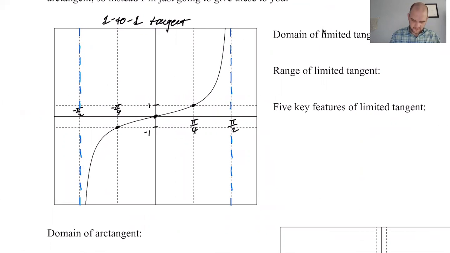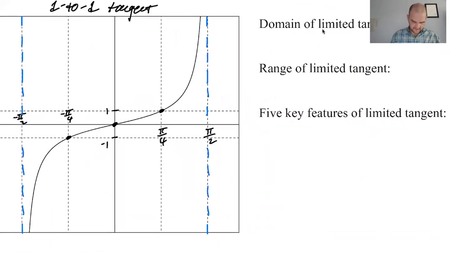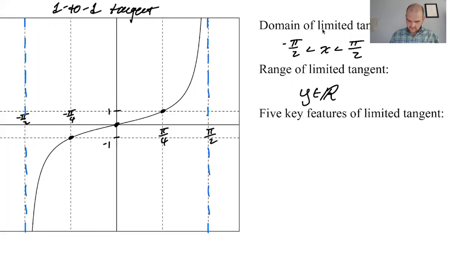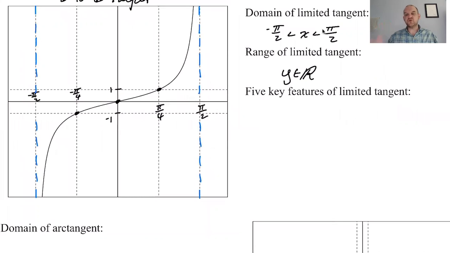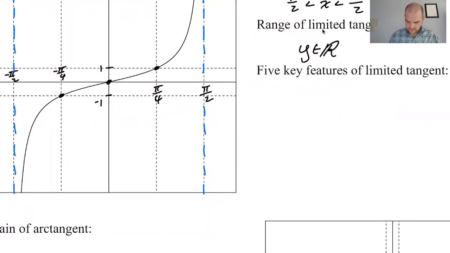We have to do the domain and the range. So the domain of our limited tangent is negative pi over 2 to pi over 2. And the range is all reals, and that's awesome. The key features: it's 2 asymptotes, 3 points. You can do them in order, or you can just do the 2 asymptotes and then 3 points, whatever you want.